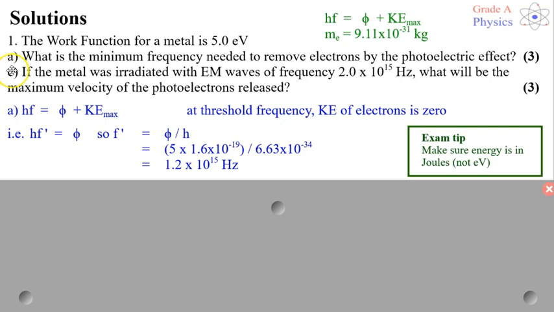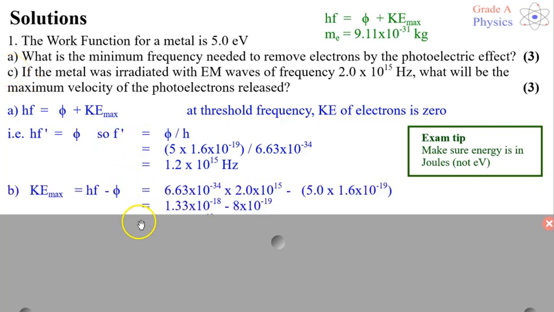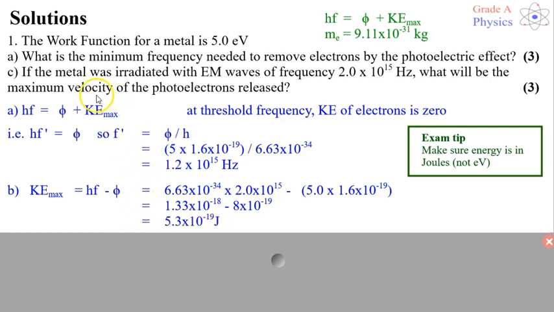Right, that says part C, that should be part B. So this is a more standard question where we actually have to find the kinetic energy and then the velocity. So we take our formula here and we make KE, or KE max, the subject. So we subtract the work function from both sides.